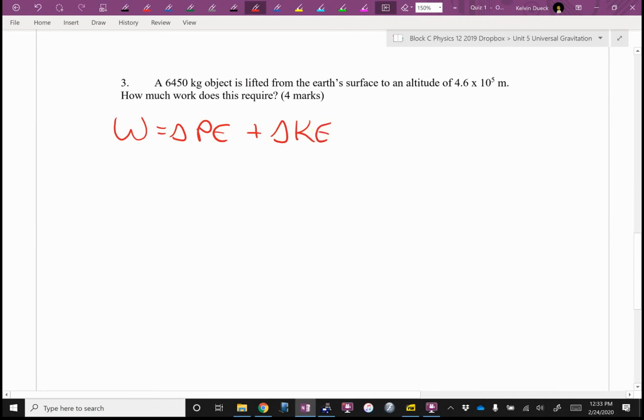Do you see the word orbit? In fact, it says lifted. What we're trying to suggest is we're starting at rest and ending at rest. We've just lifted it up and then we're going to let it go. It's not in a stable orbit. What's change in anything?